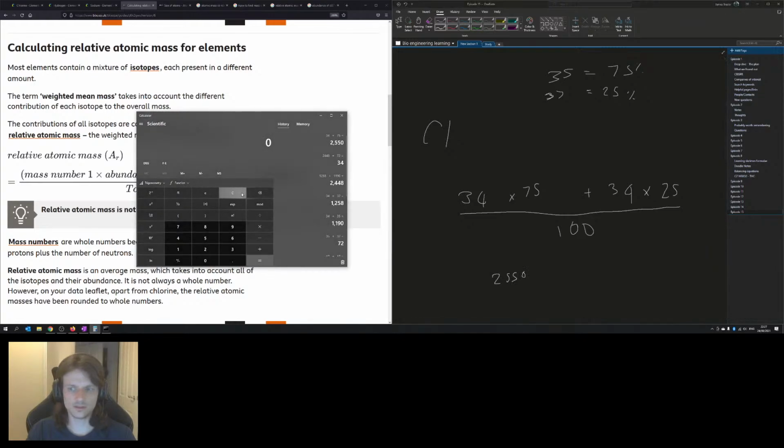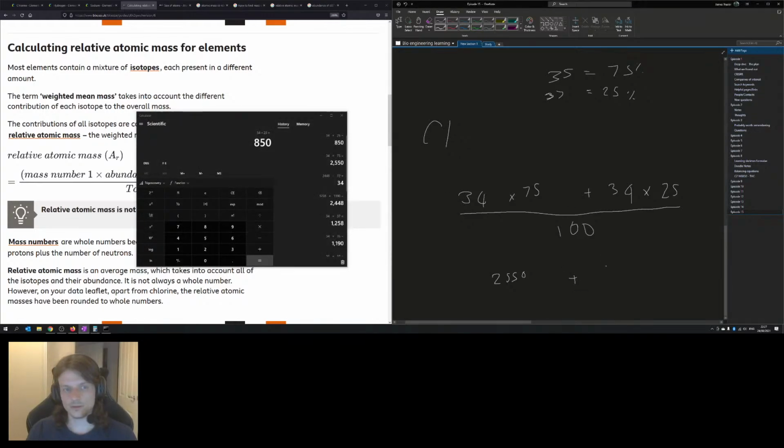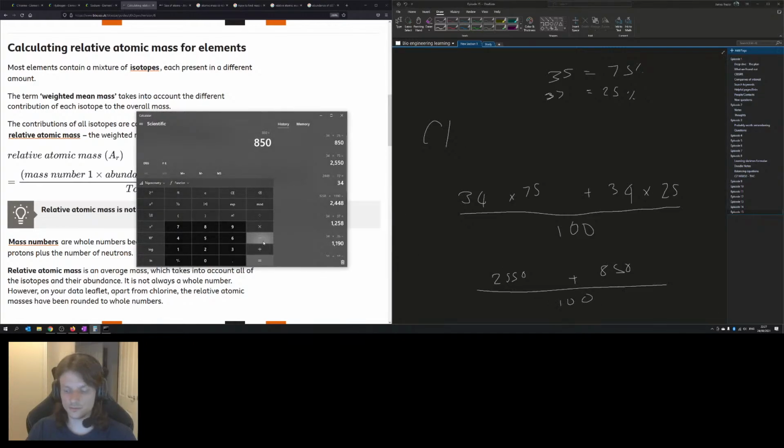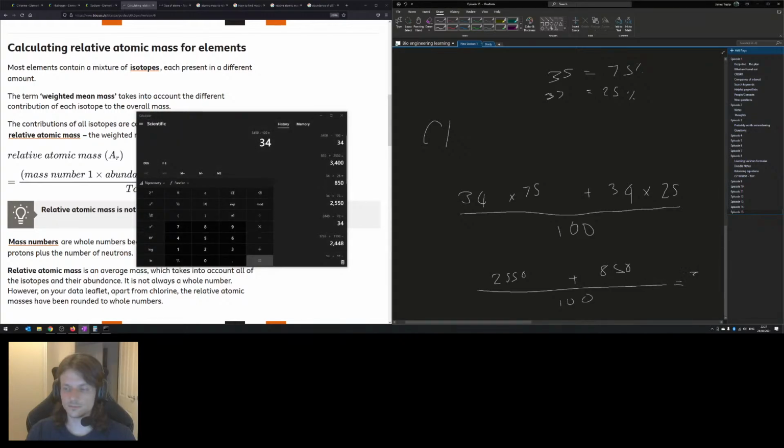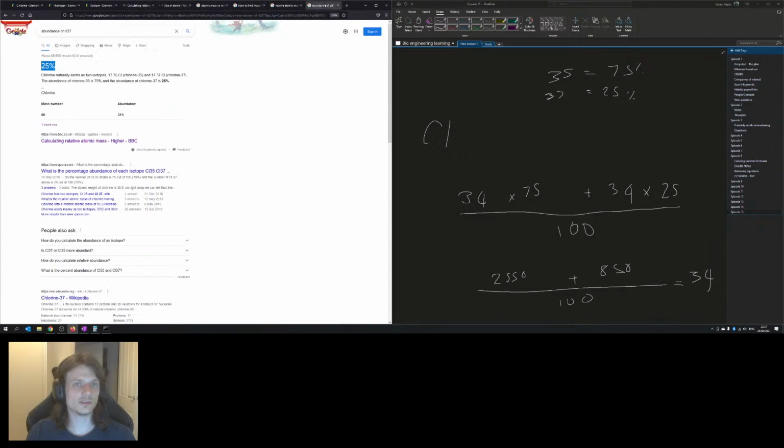2550. 34 times 25. 850 divided by 100 plus 2550 divided by 100. 34. That's also not right. So how do you get this smaller number?